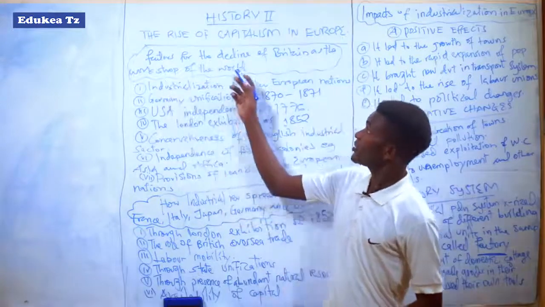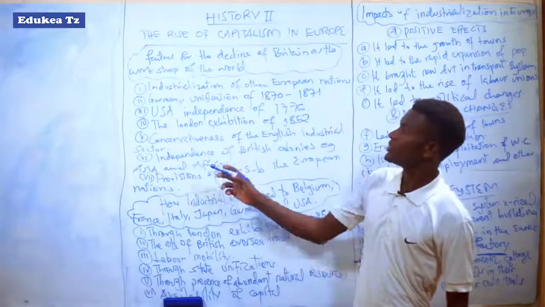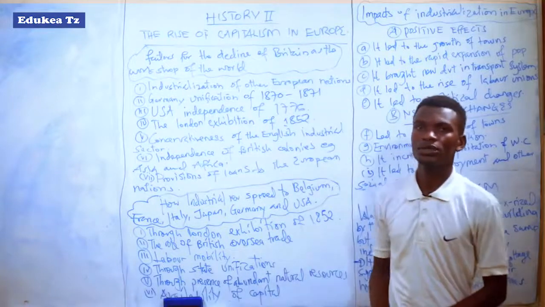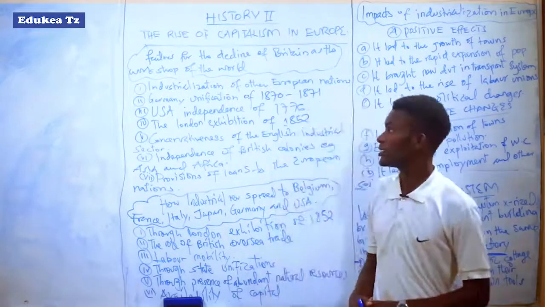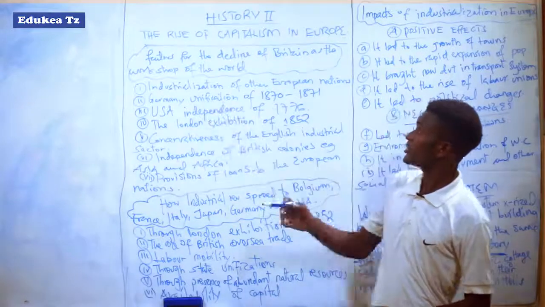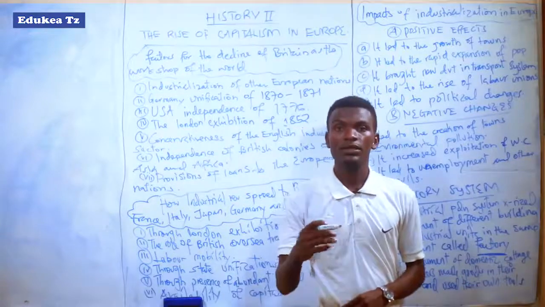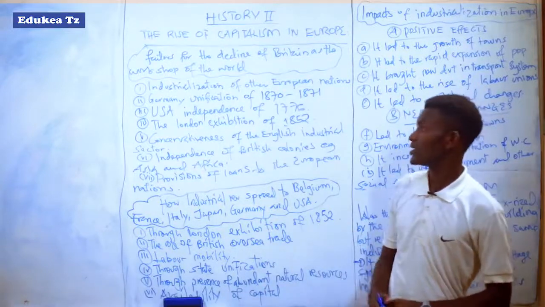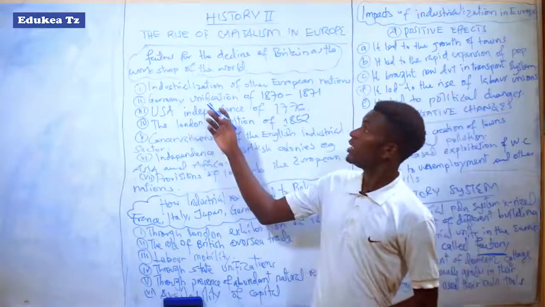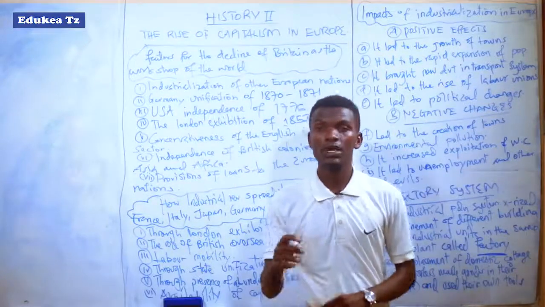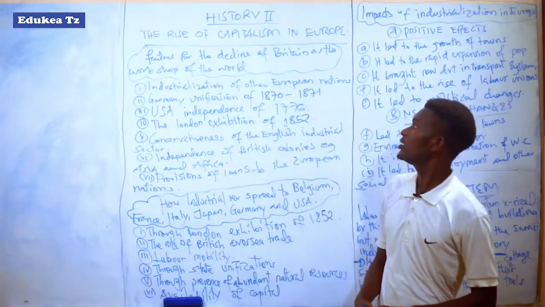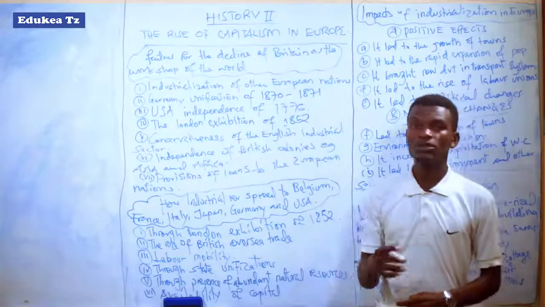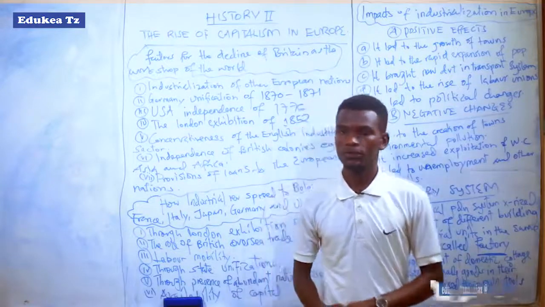The first factor for the decline of Britain as the workshop of the world was industrialization of other European nations. This was the major factor that led to the decline of Britain as the workshop of the world. In which sense? In the sense that other European nations like Germany, France, Italy, Japan, and USA were developed in the industrial sector. So it increased the competition in industrial production that challenged Britain in the market. Due to that factor, British hegemony in industrial technology declined.